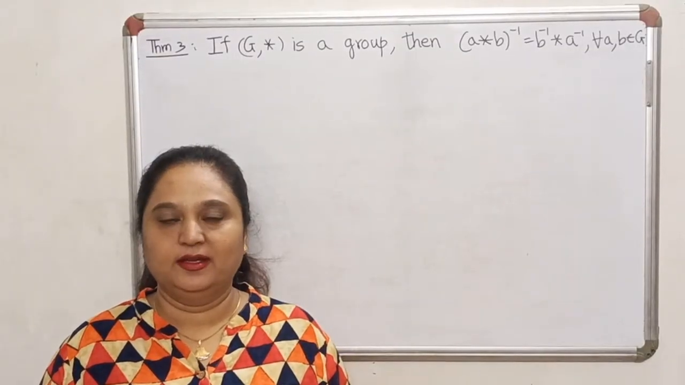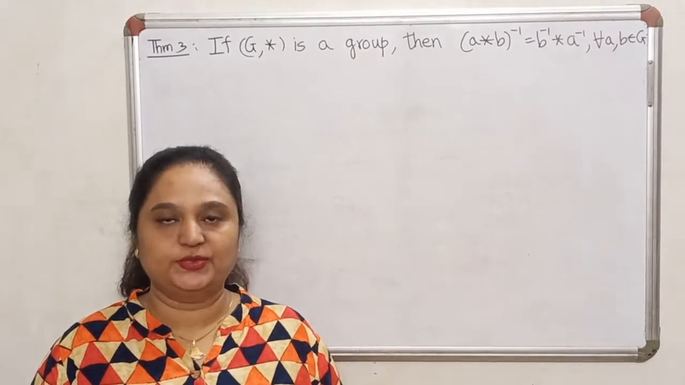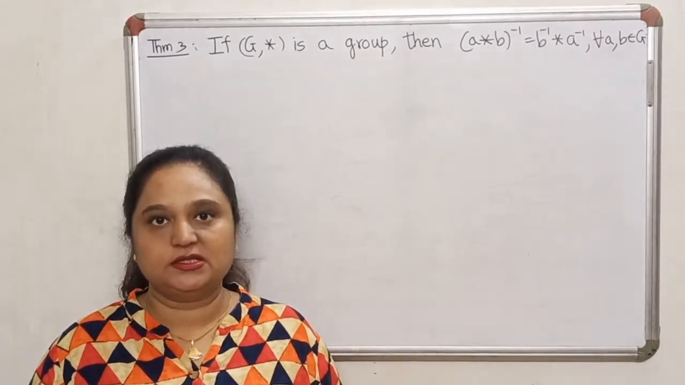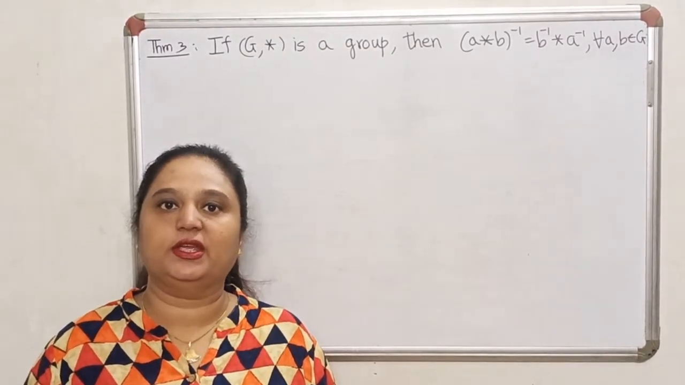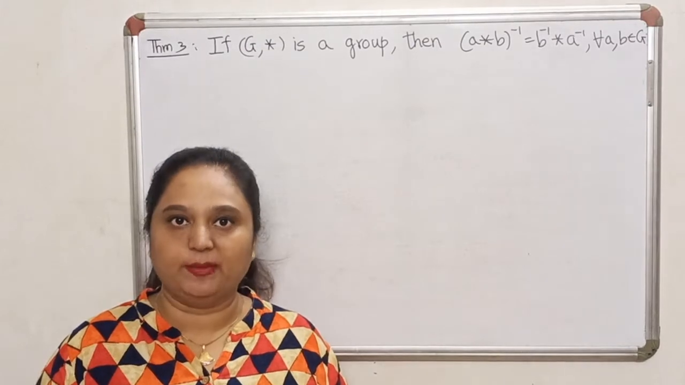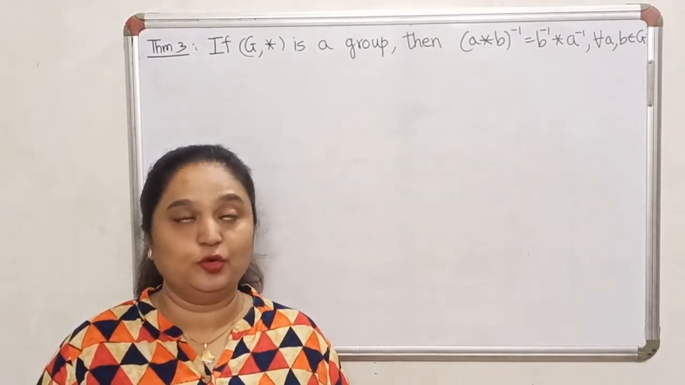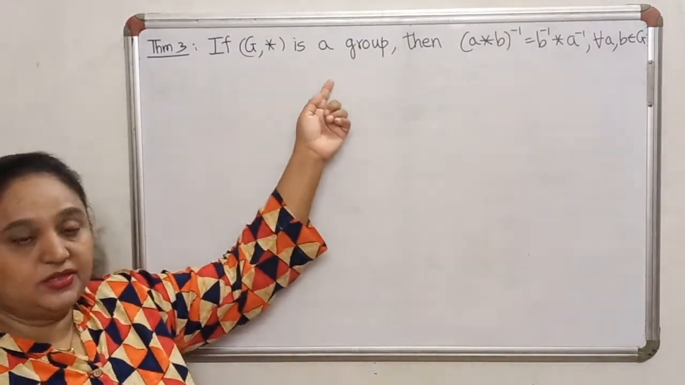Hello everyone. In the last lecture, we saw some properties of groups. Namely, in a group, identity is unique, inverse for every element is unique, and we also proved that inverse of the inverse gives us the same element. We will now continue with some more properties of groups, and we look at the next result.